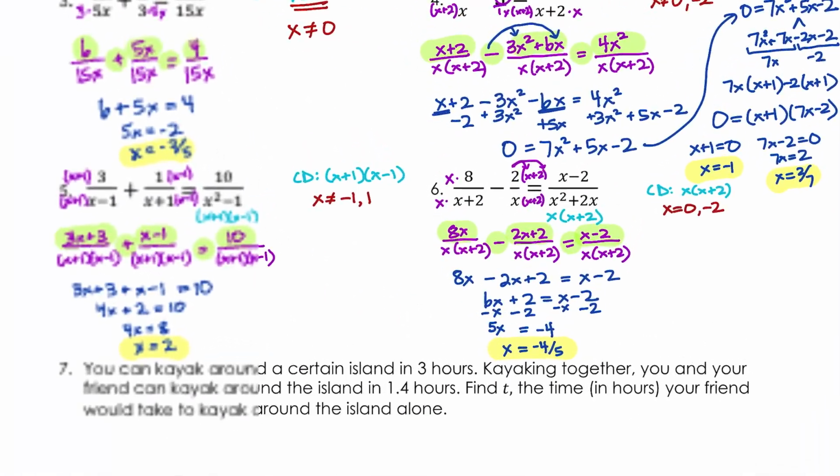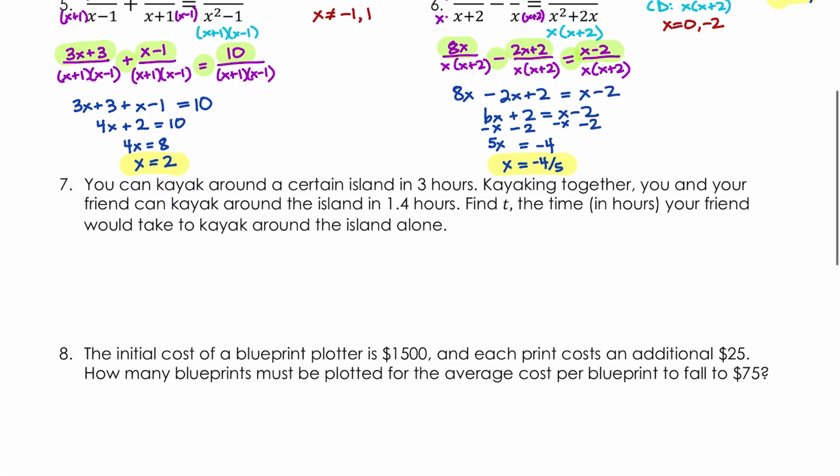Down below, we have a couple of word problems. Let's read them. Number 7 says, you can kayak around a certain island in 3 hours. Kayaking together, so you'll have help, you and your friend can kayak around the island in 1.4 hours.